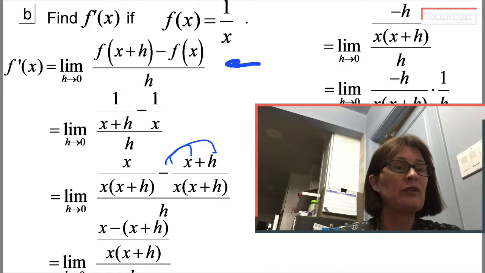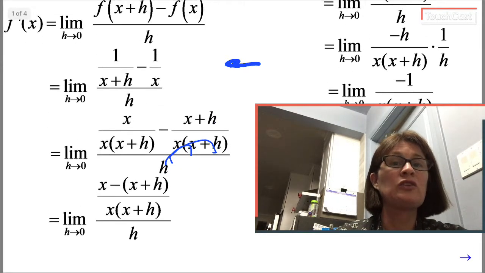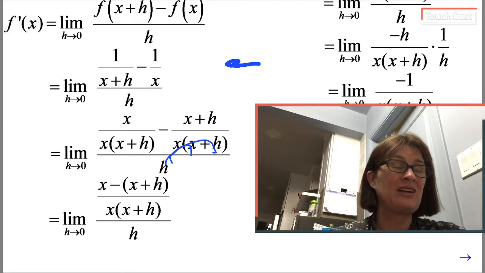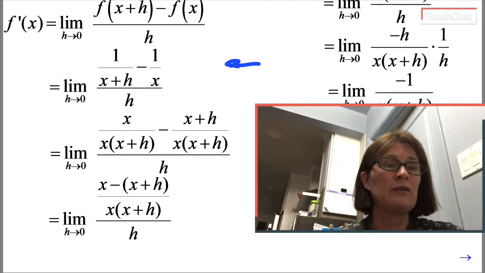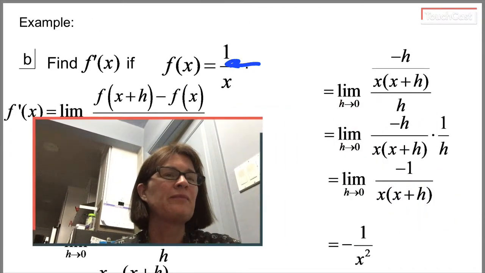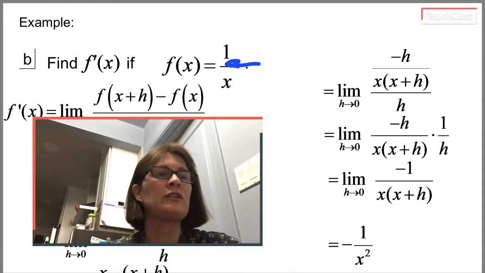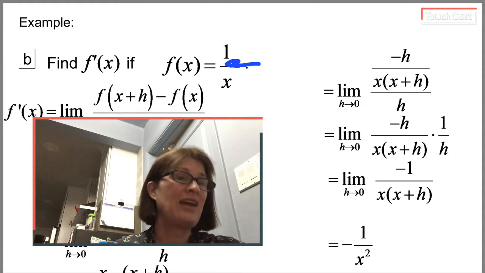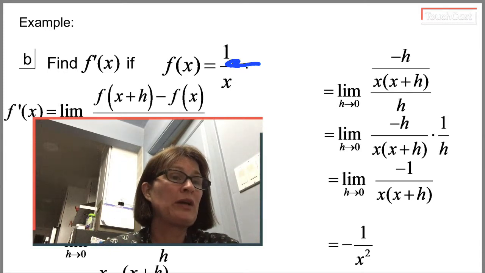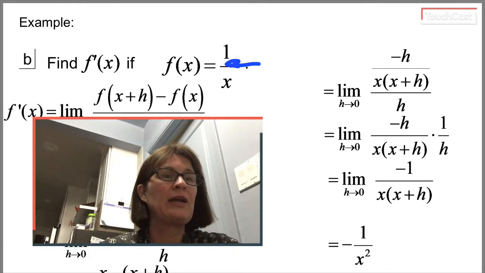Then my new limit problem is the limit as h goes towards 0 of x minus x minus h. So the x's cancel out, and I'm ending up with a negative h in the numerator. I have the limit as h goes to 0 of negative h over x times x plus h, all over h. I'm going to change to multiplying by the reciprocal. I notice now that my h's will cancel but leave behind a negative 1.